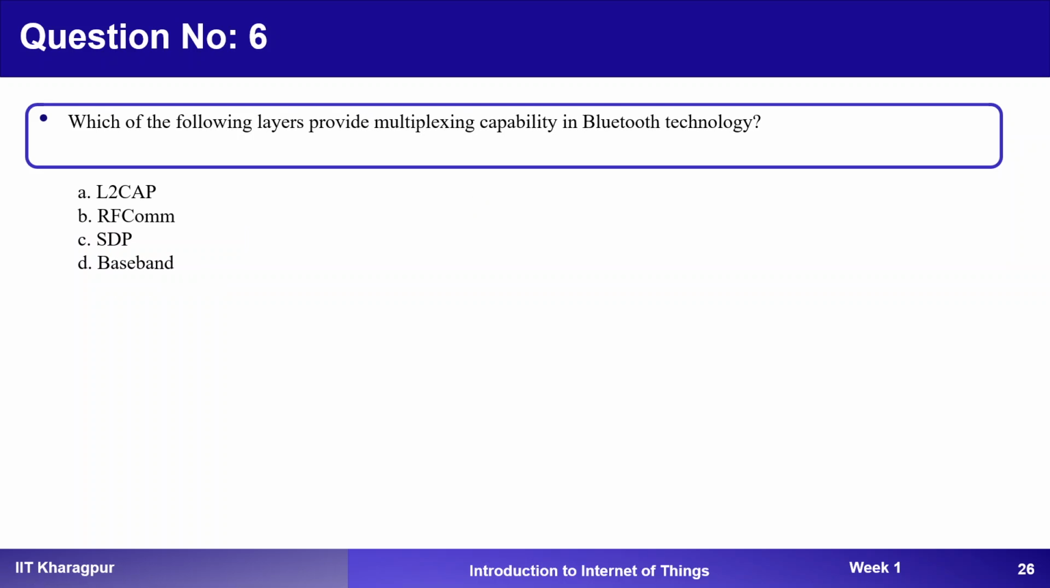Next question is, which of the following layers provide multiplexing capability in Bluetooth technology? Options are L2CAP, second one is RFCOMM, third is SDP, and fourth one is baseband. Anyone who wants to give an answer? Which layer is responsible for multiplexing?